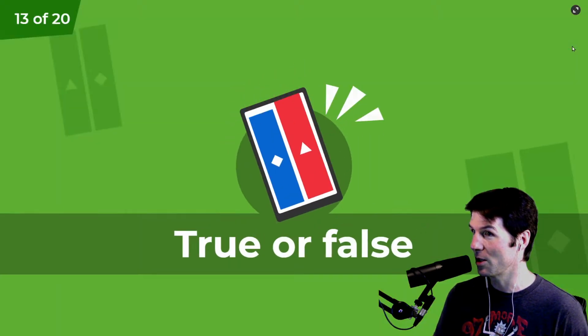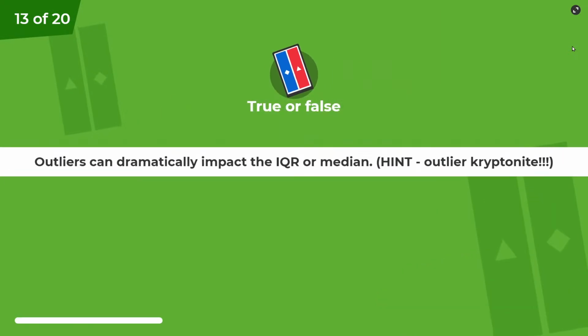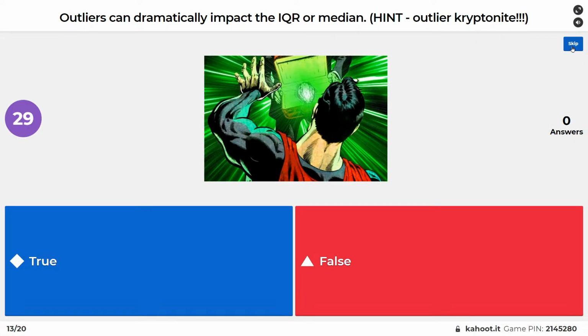Here we go with the next question. True or false? Outliers can dramatically impact the IQR. Hint. Or median. Hint. Outlier kryptonite. That's the hint right there. If you know Superman, we got some outlier kryptonite right here.